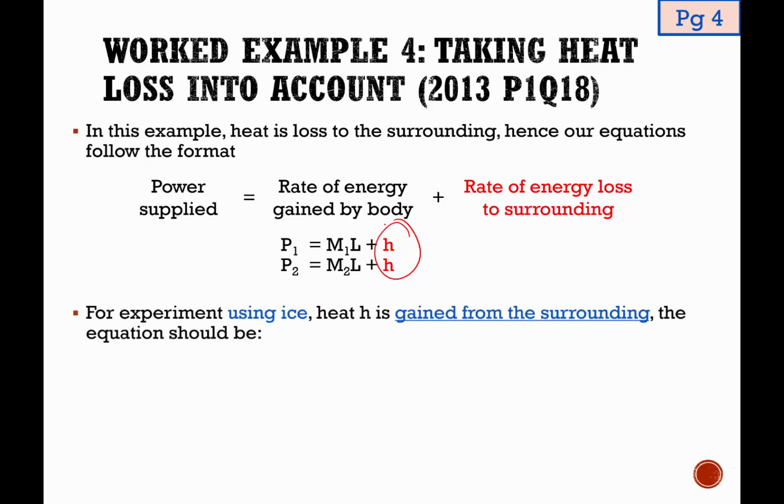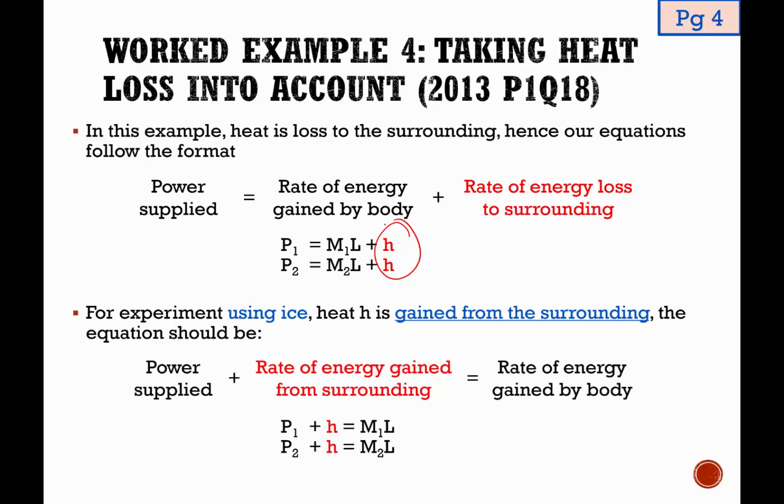If, let's say, we are doing experiments using ice where the heat is gained from the surrounding, then the equation should become power supplied by the heater plus the rate of energy gained from the surrounding to be equal to the energy gained by the body. So in this case, H will therefore be on the left hand side of the equation. It looks like it's a minute difference, but it can be a significant difference. So please take note whether in this case heat is lost to the surrounding, or in another case, possibly using ice, heat will be gained from the surrounding, and therefore write your equation correctly.